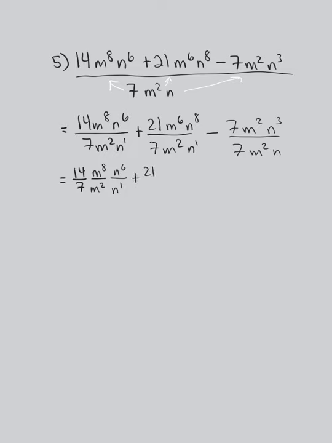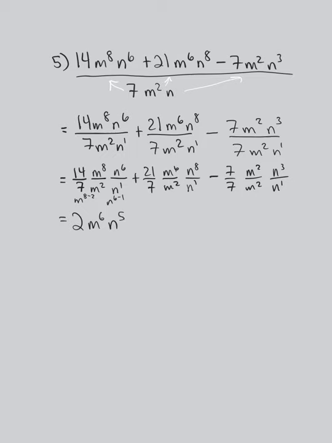And then plus we got 21 over 7, m to the 6th over m squared, and then n to the 8th over n to the 1st, and then minus 7 over 7, then m squared over m squared, and then n to the 3rd over n to the 1st. Okay, and so now you just go one piece at a time. 14 divided by 7 is 2, and then here we have m to the 8 minus 2. That's going to be m to the 6th. And then we have n to the 6 minus 1, so we're going to get n to the 5th.